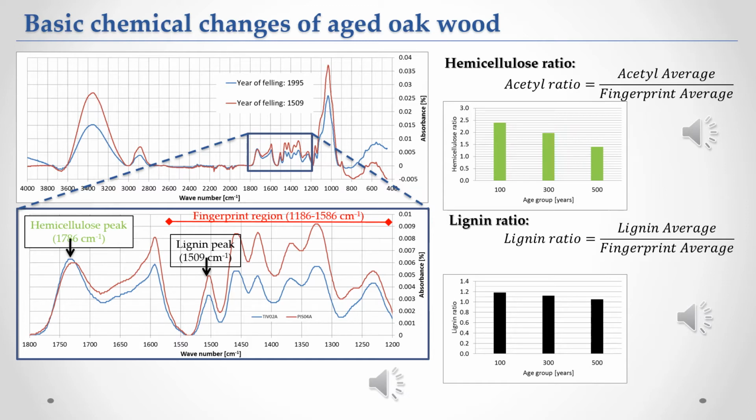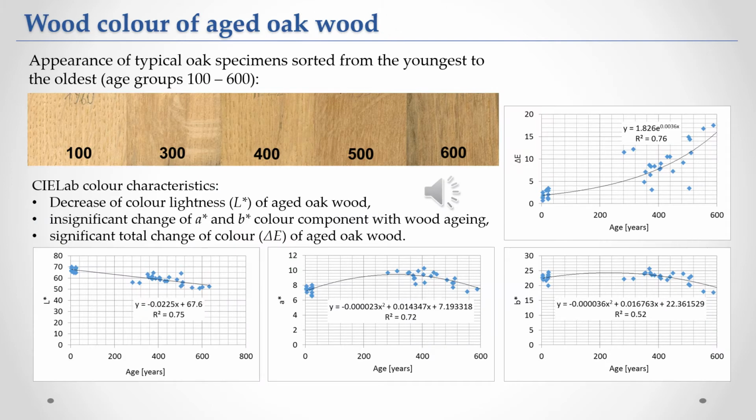We confirmed the decrease of hemicellulose ratio with aging of oak wood. In contrast, the lignin content did not show changes with wood aging. Both the visual and LAB determined color parameters of oak wood showed that the wood became increasingly darker with the increased duration of service life.